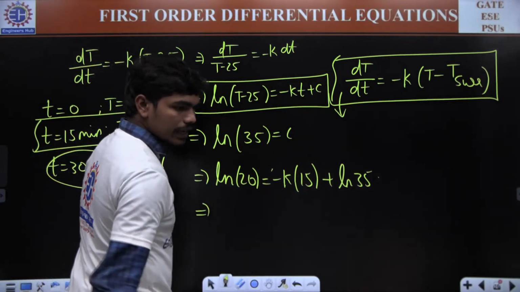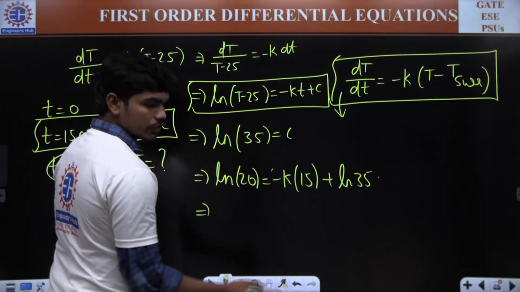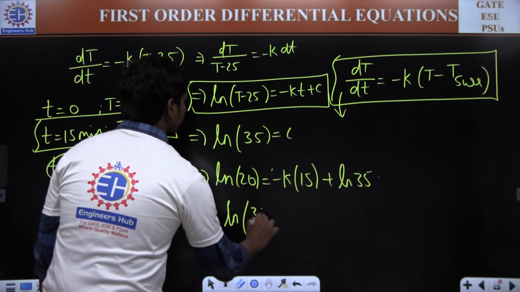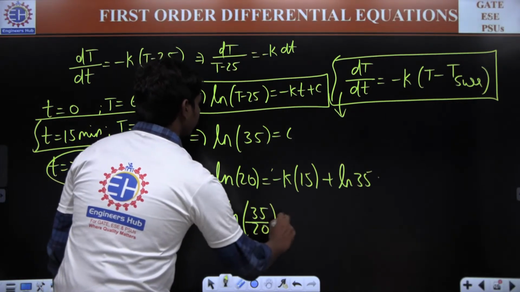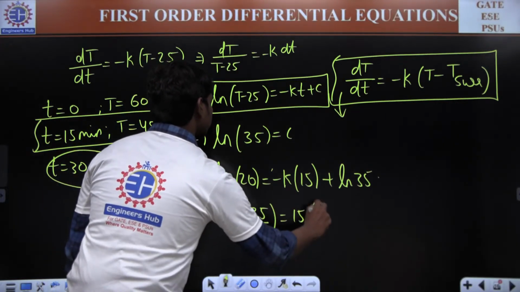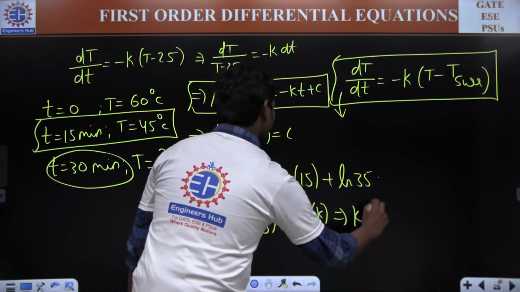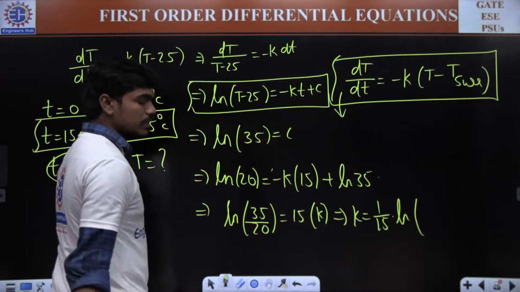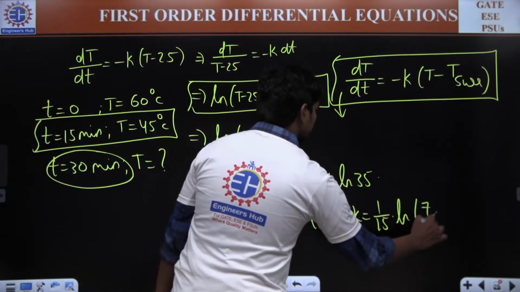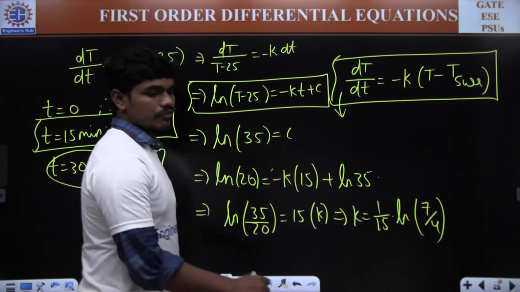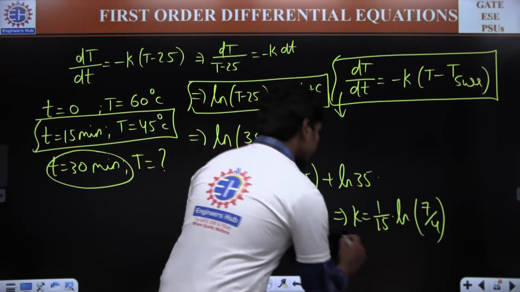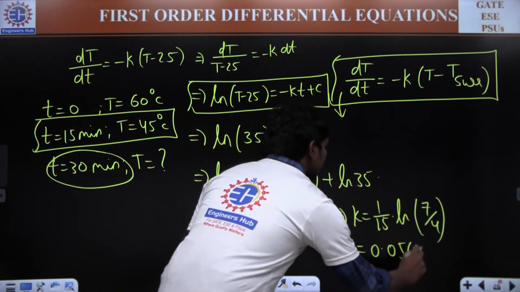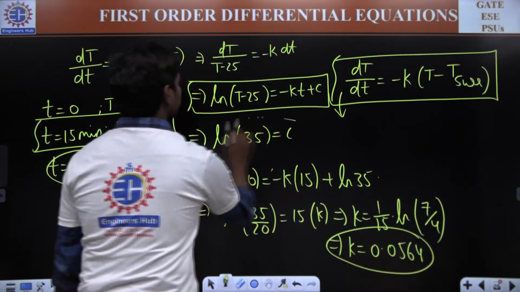What's the value of K? Could anyone of you tell me what's the value of K? ln(35 by 20) is equal to 15 times K. So K is equal to 1 by 15 of ln(35 by 20), which is nothing but ln(7 by 4) divided by 15. 0.0564. Okay. So K is equal to something like 0.0564 and C is equal to something around ln 35.